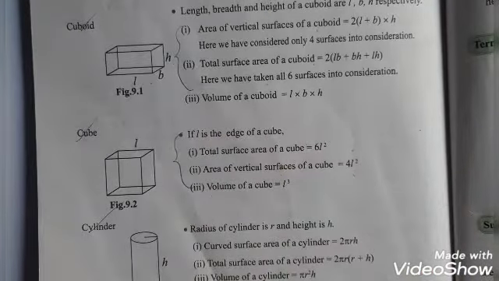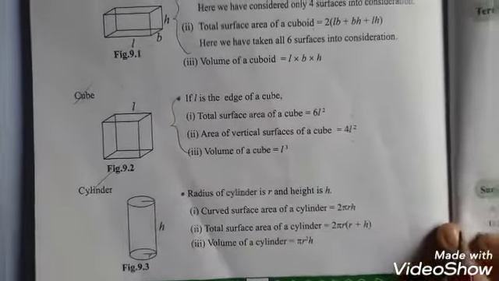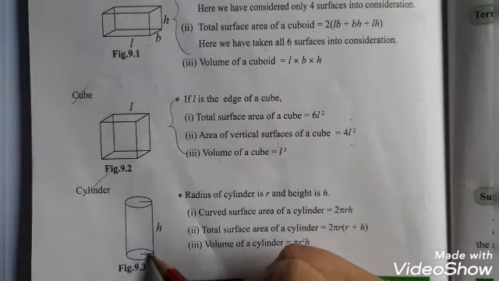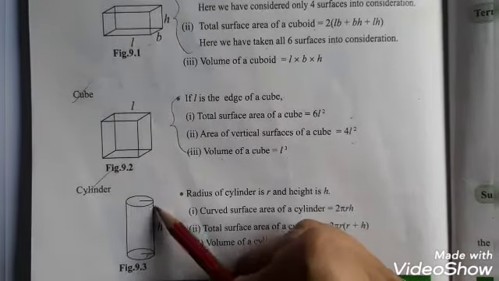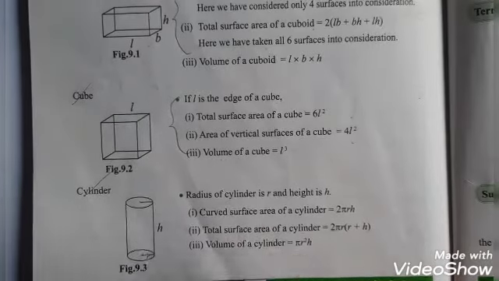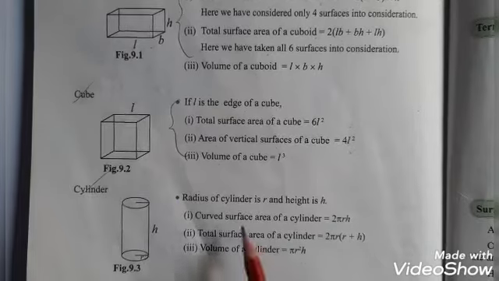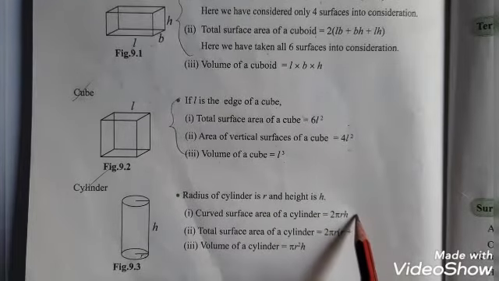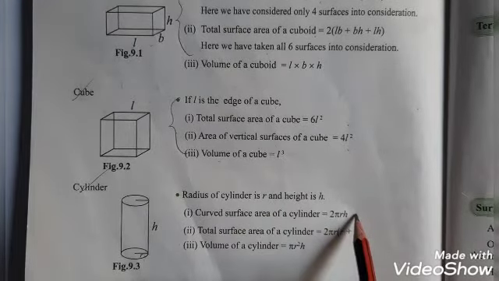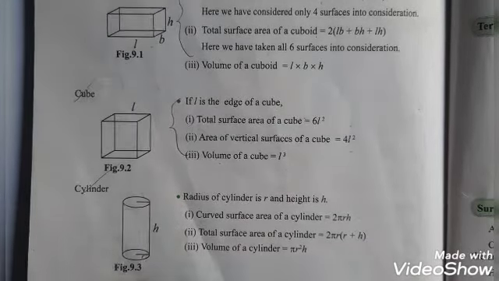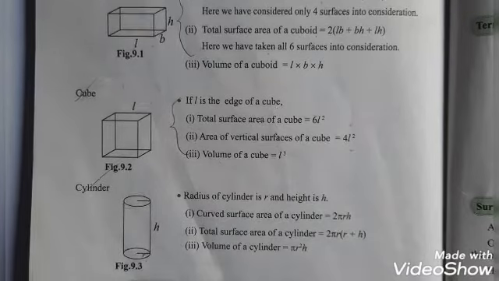And the last one is cylinder. Now we know a cylinder has a radius and a height. So now curved surface area of a cylinder is 2 pi r h. That is the formula for curved surface area. The cylinder, if you have seen, it is curved in shape.